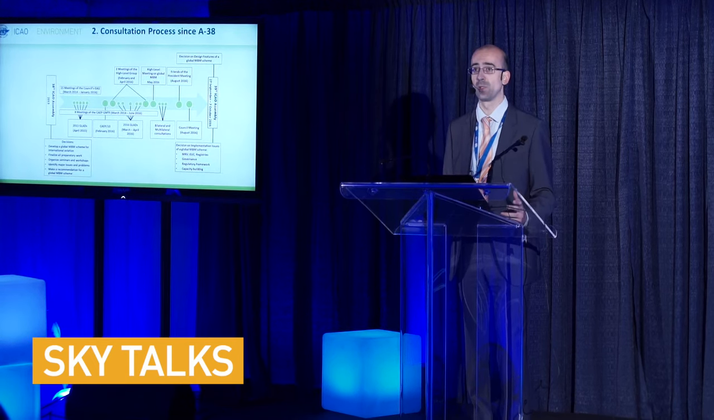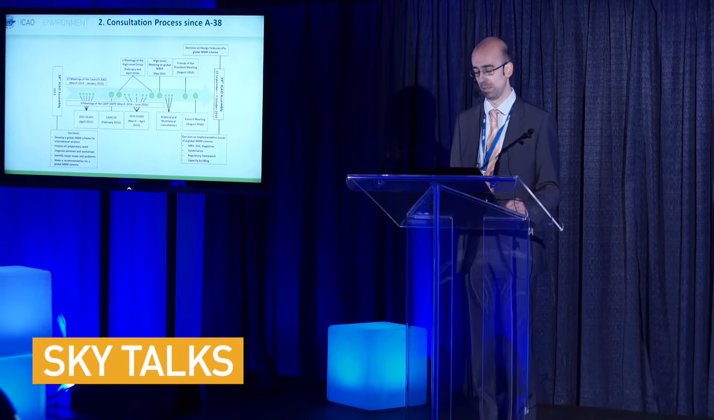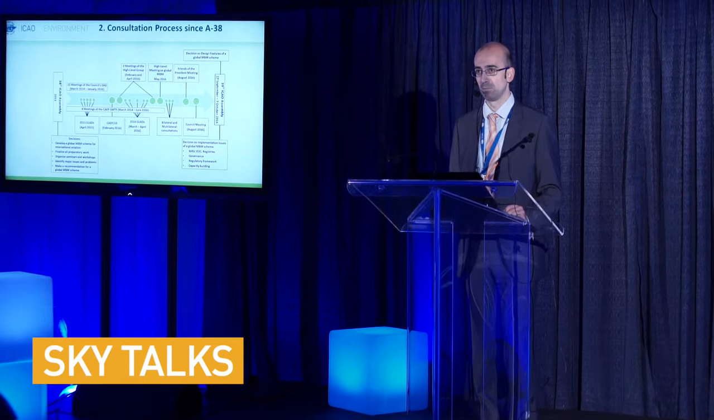Going back to the high-level meeting in May, after that meeting, there were a series of bilateral and multilateral consultations that took place during the summer. At the end of August, there was a Friends of the President meeting, which was organized to take stock of these discussions. The results of this meeting were presented to the Council, and the Council agreed on a text of a draft Assembly resolution on the topic, which was included in Assembly Working Paper 52, which will be discussed in this Assembly.